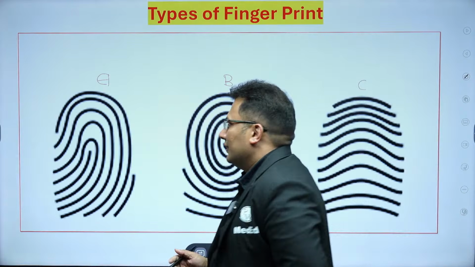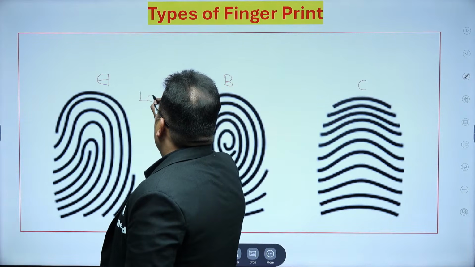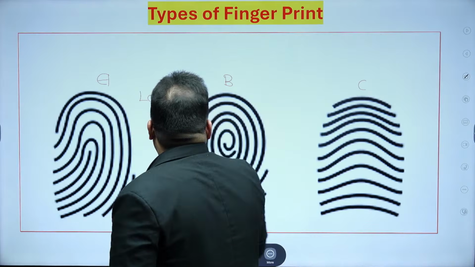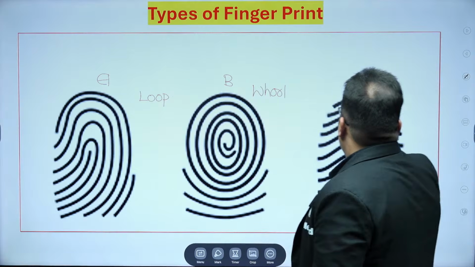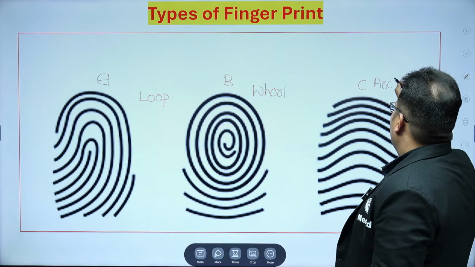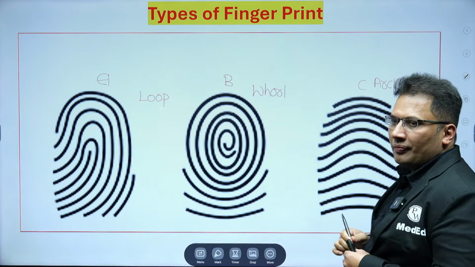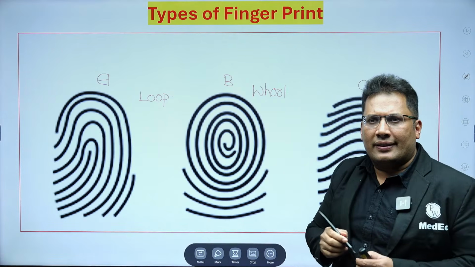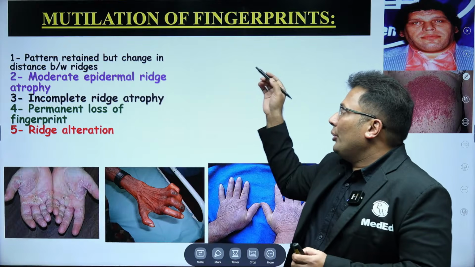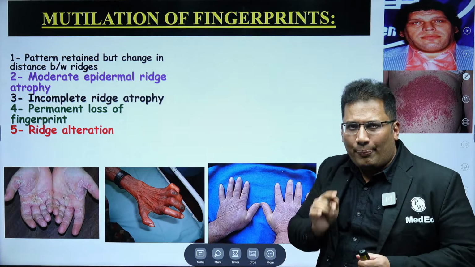Excellent, Aishwarya. So this is loop. This is all arch. Okay? It's very simple. Now, one very important question asked is the mutilation of fingerprint. Bit difficult one.